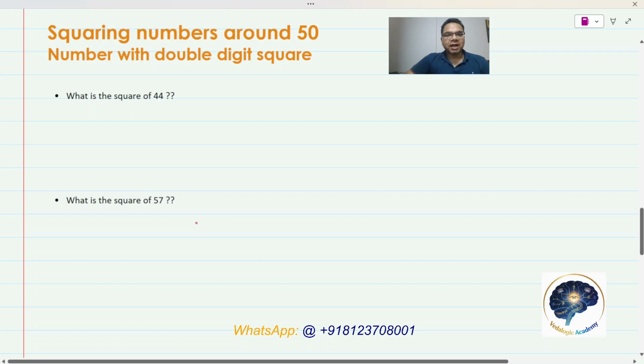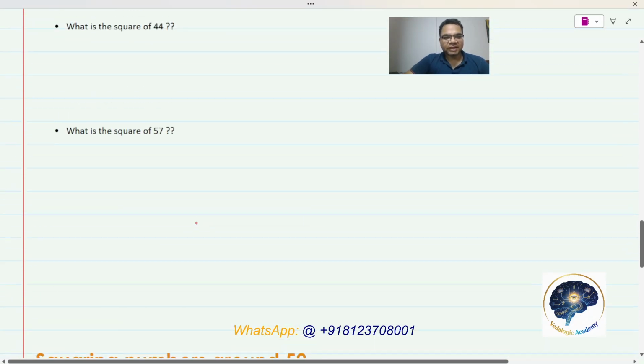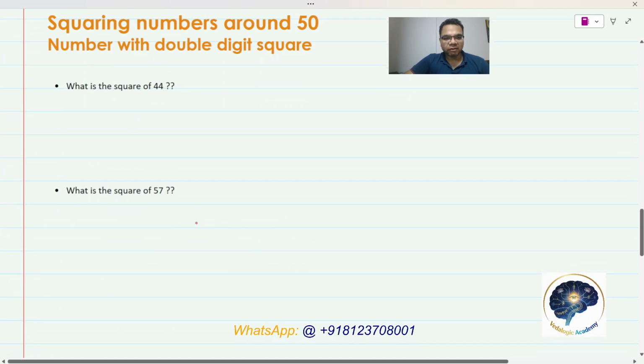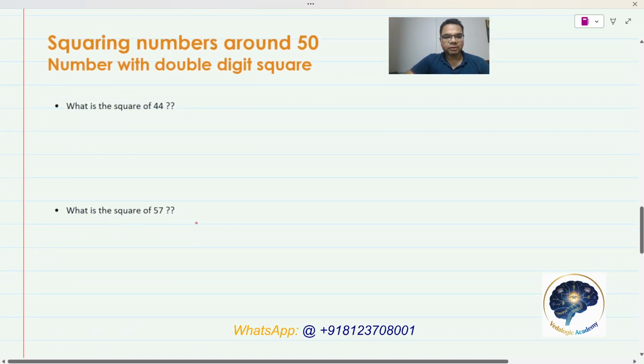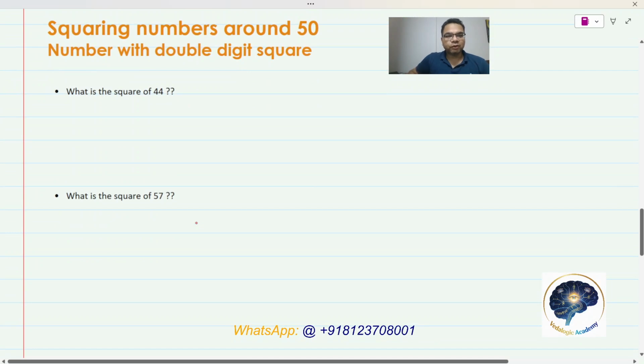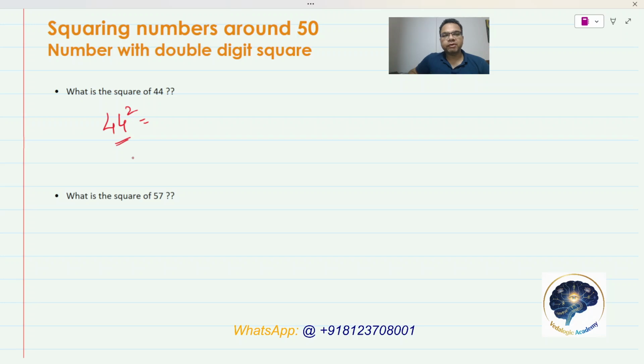Okay, I think this one you have already done. We can leave this one, or maybe we can do it. So it's okay. So 44 square we have to do. How do I do this? Difference between 50 and 44? 6, right? So can you tell me what is the answer? This is 6 square, which is 36.